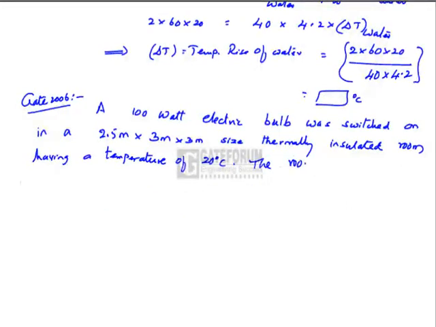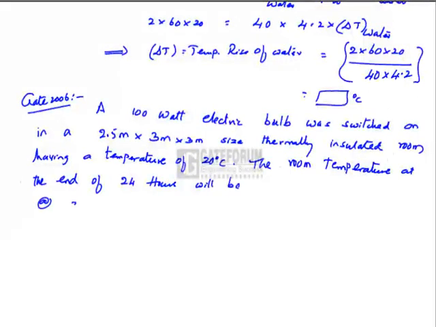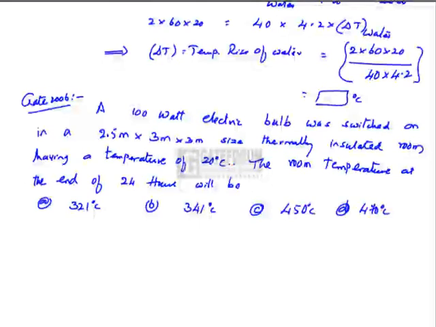The room temperature at the end of 24 hours will be: A, 321 degrees Celsius; B, 341 degrees Celsius; C, 450 degrees Celsius; D, 470 degrees Celsius.